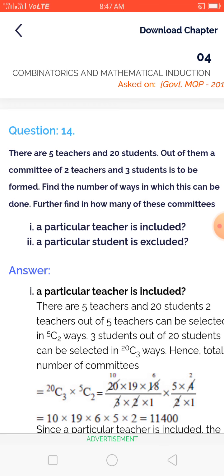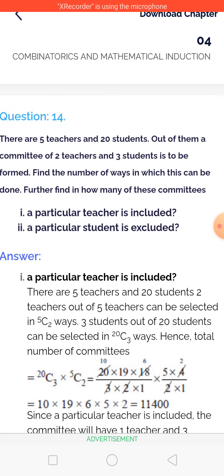For the condition, a particular teacher is included. So there are 5 teachers, and in those 5 teachers, that one teacher must be included. So if we have already selected one teacher from the 5 teachers, how many teachers are there? 4 teachers. In those 4 teachers, how many teachers do we need to include? Just one teacher, correct, because already one teacher is included.